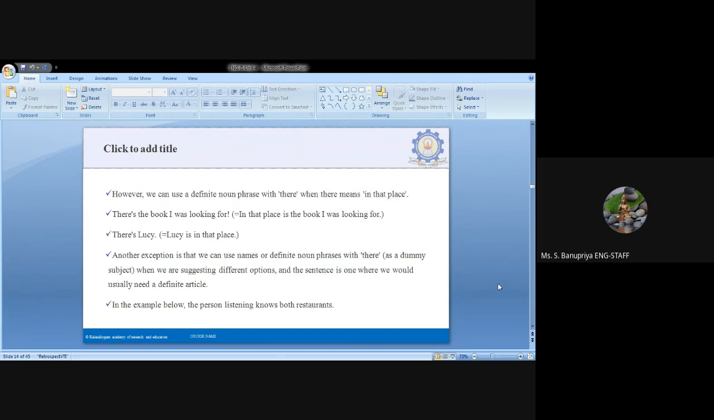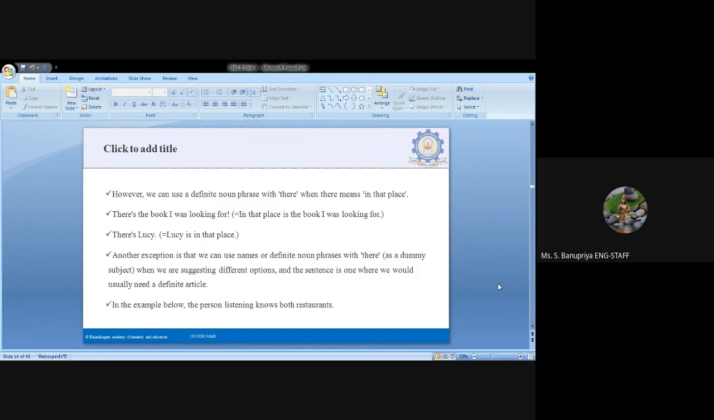However, we can use a definite noun phrase with there when there means in that place. There is the book I was looking for. We already know there refers to place. In that place is the book I was looking for. There is Lucy. Lucy is in that place.